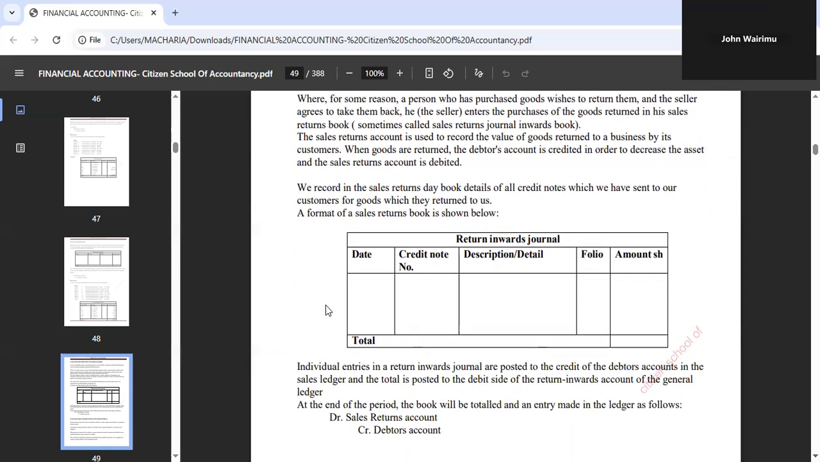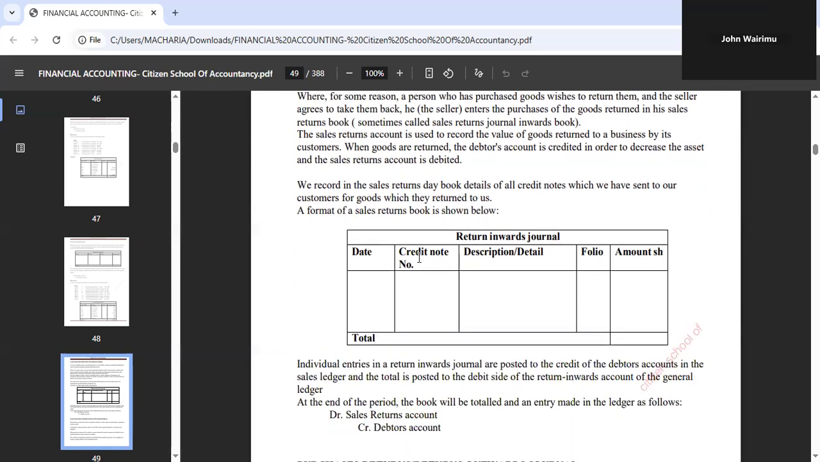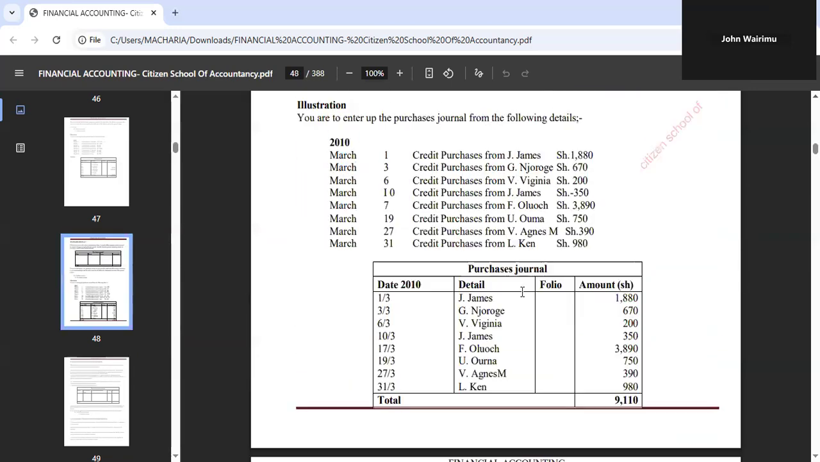The details here will change depending on what journal you are dealing with. Like in this case, here we are going to have credit note number, description, folio number, which are missing in the previous journal. If you look at this one, we don't have a credit note number here.